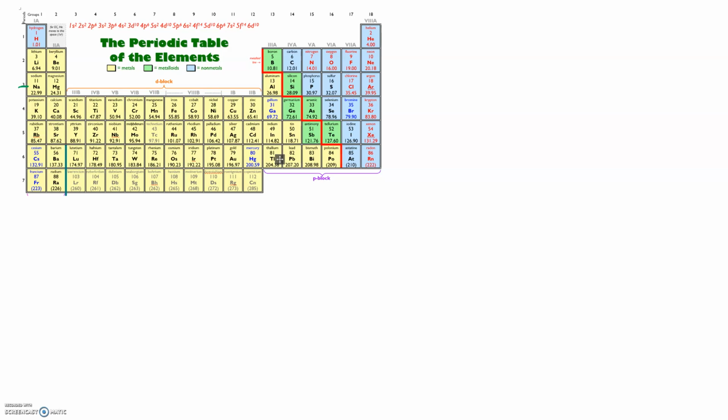Hi guys, let's continue on with our Bohr models. We stopped at phosphorus. I believe we did. Let's go ahead and do sulfur now.